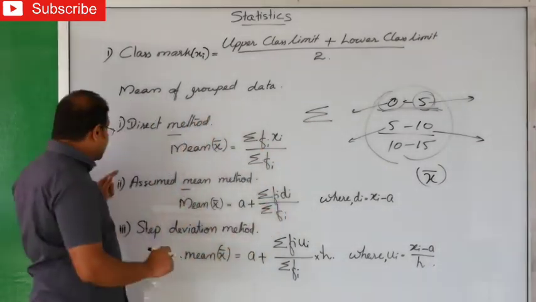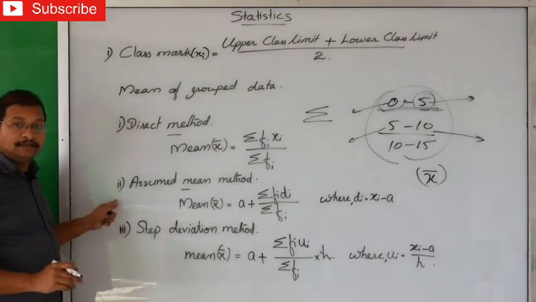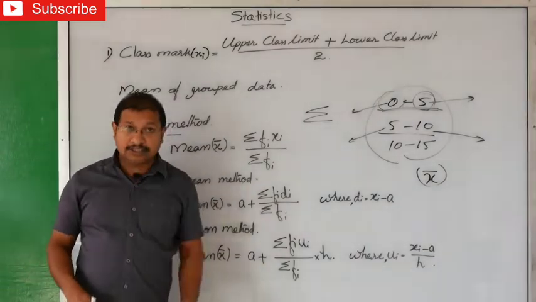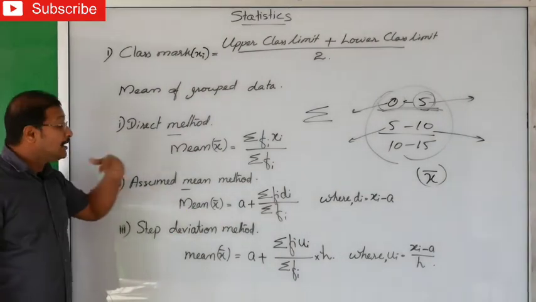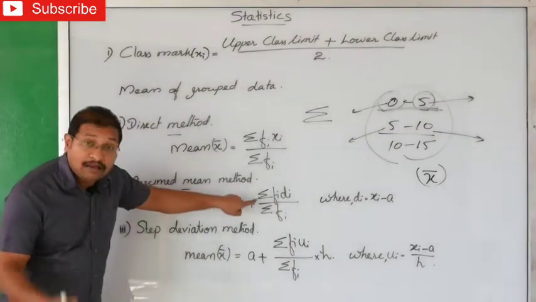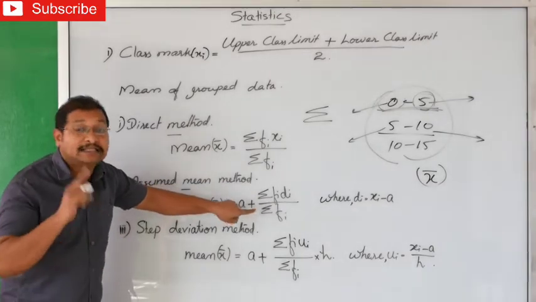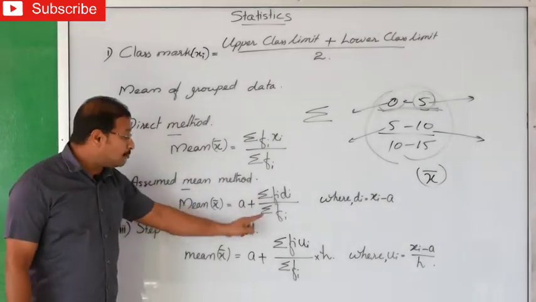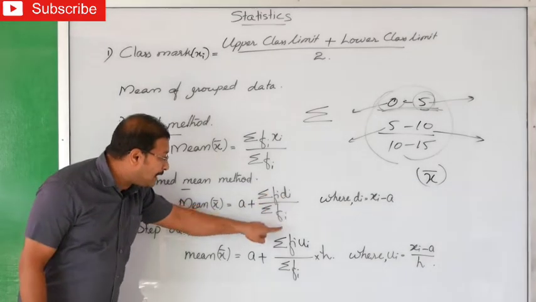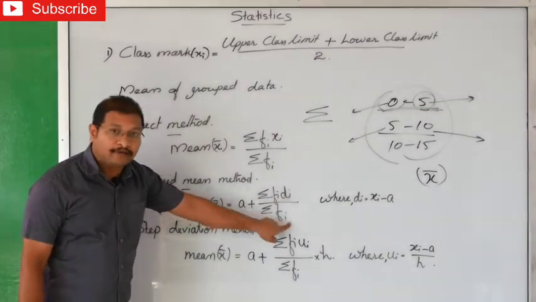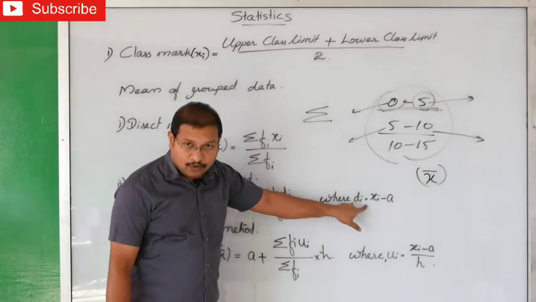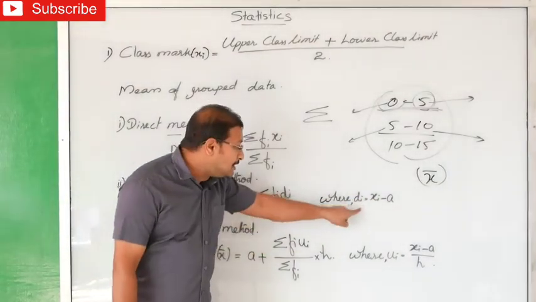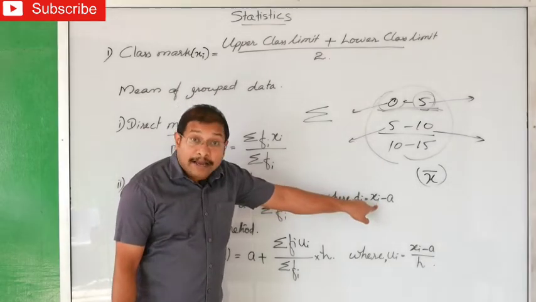Is it okay? The second method is called the assumed mean method. Mean x bar equals a plus sigma fi di by sigma fi, where di equals xi minus a.